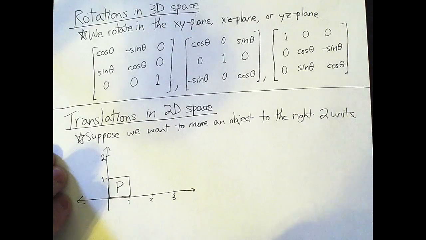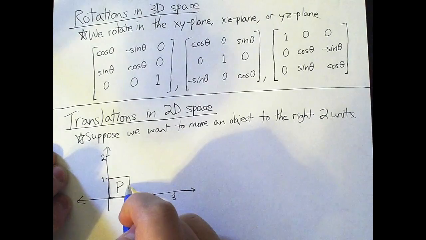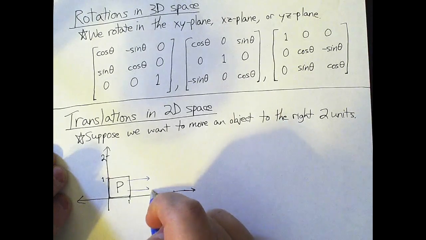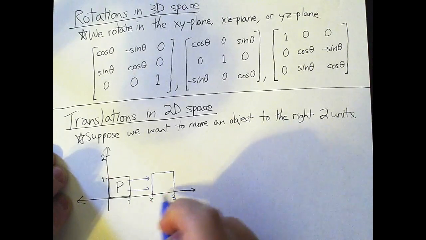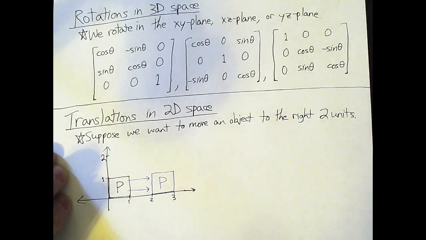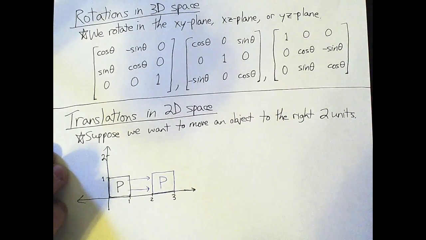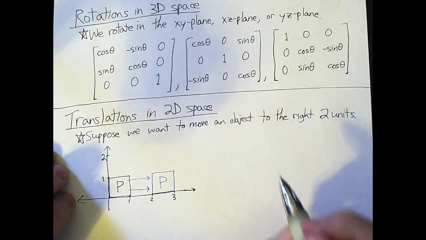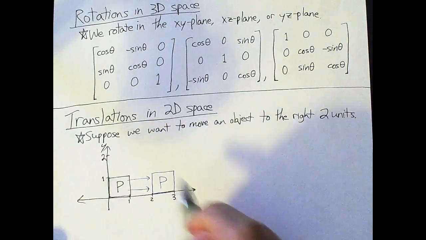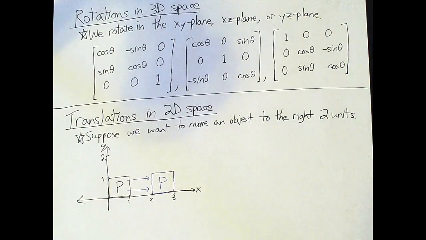I want to move all of its points to the right 2 units. So it winds up moving, and the new resulting object lands over here. Makes sense, right? So let's say we want to find the linear transformation that does this kind of action. And let's say we want to find the standard matrix of that linear transformation.